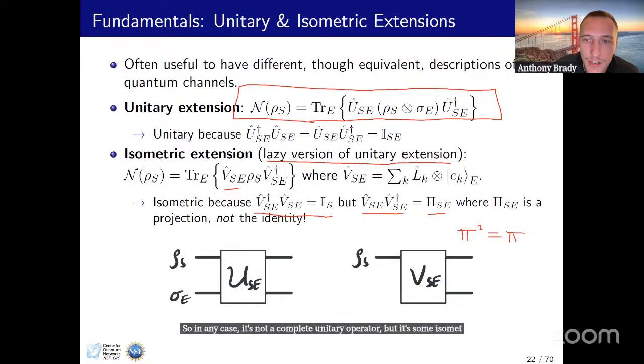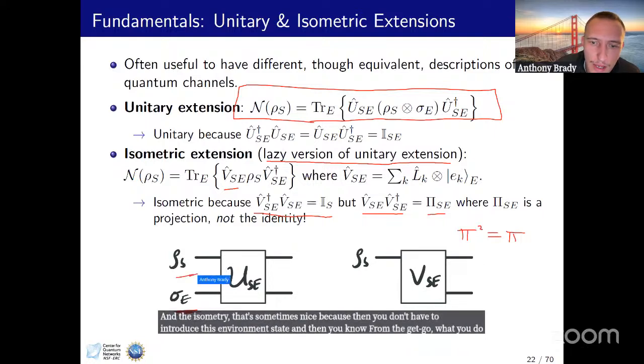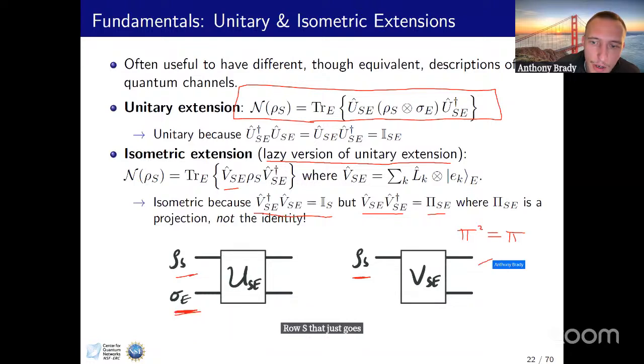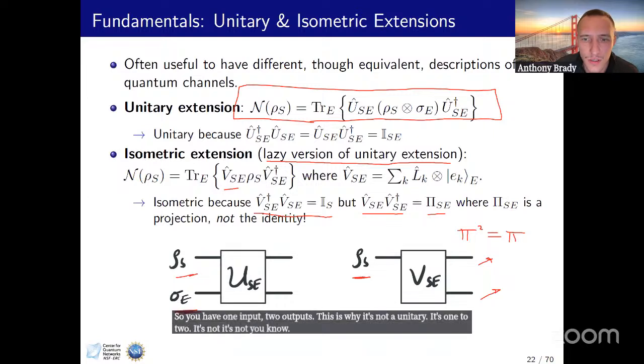And the isometry is sometimes nice because then you don't have to introduce this environment state from the get-go. You have some state rho s that just goes into this isometry, and then there are two outputs, right? So you have one input, two outputs. This is why it's not a unitary. It's 1 to 2, not 2 to 2. So this is why it's non-unitary, but it's close to it. And it's just a useful thing sometimes.